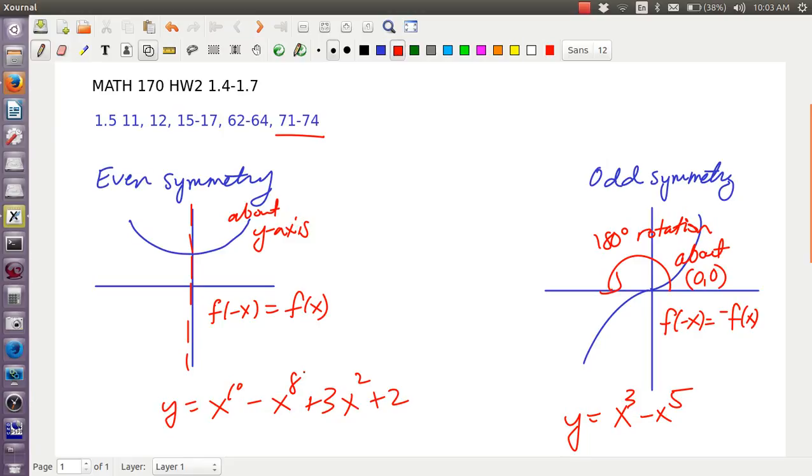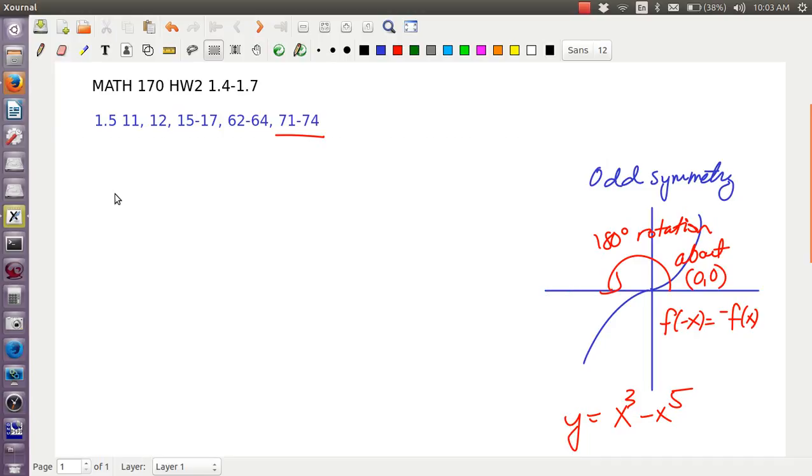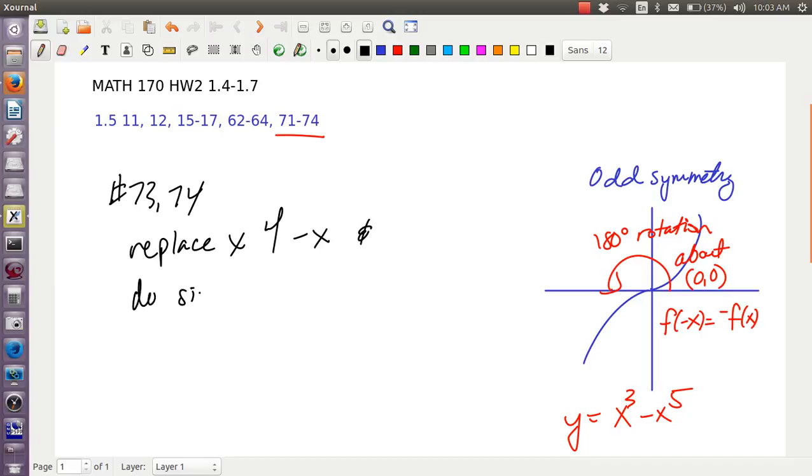But then for number 73 and 74, you have to think about that a little bit longer. So I'll let you go ahead and do that. I'll let you replace x with negative x and do the simplification and see whether you end up, I'll guarantee it's either even or odd. Wait a minute, I could be lying. At least one of them is even or odd. The other one might be neither.